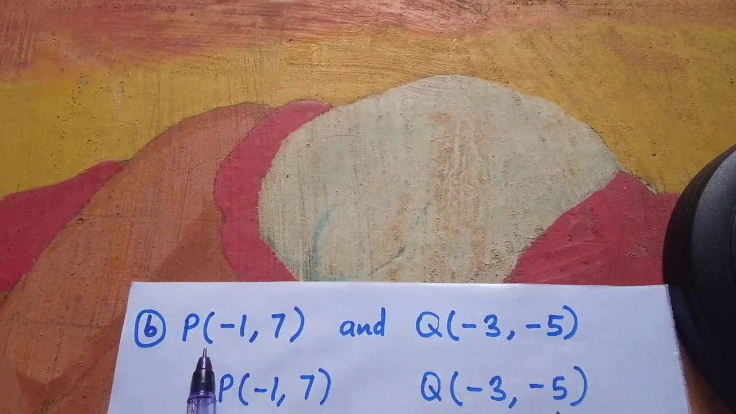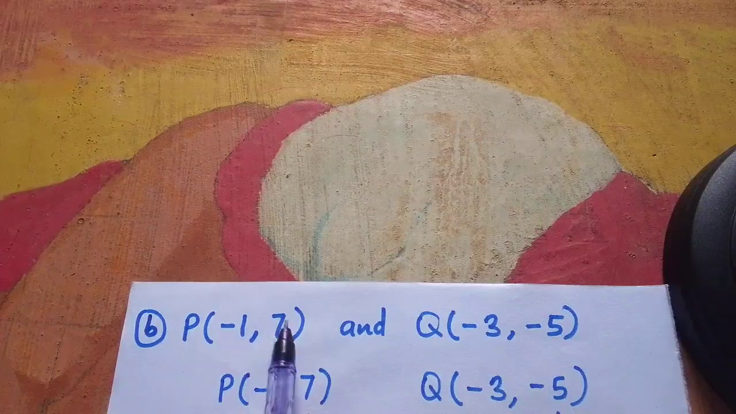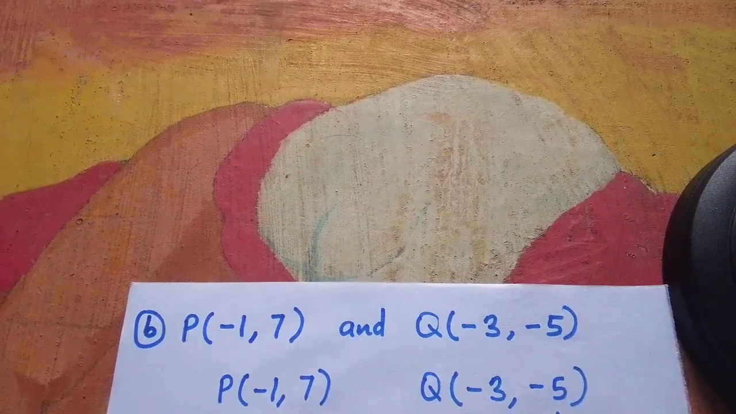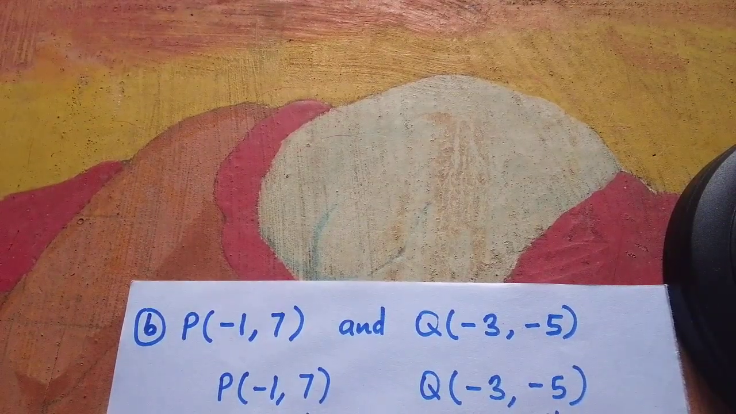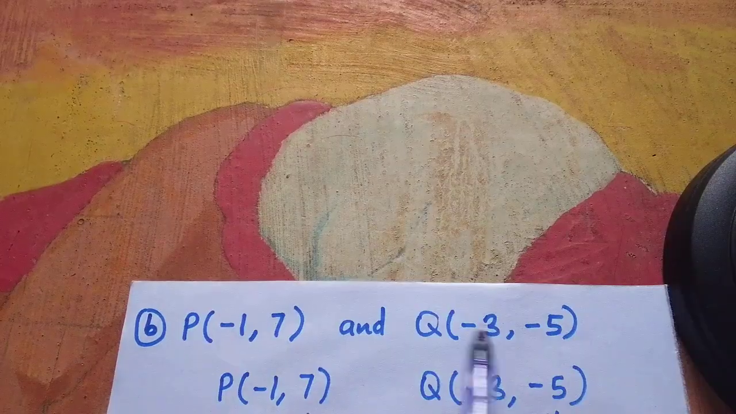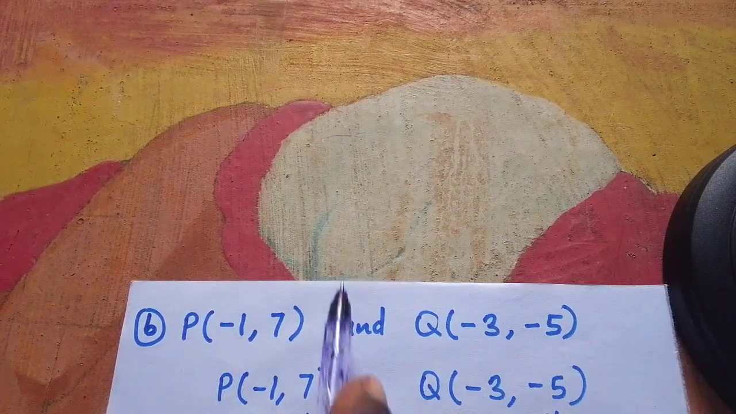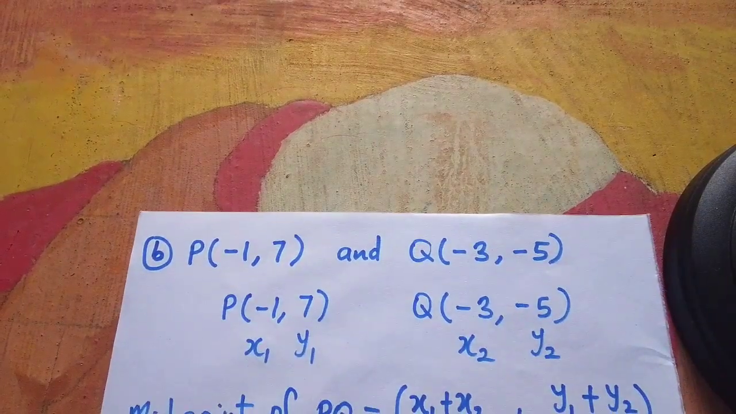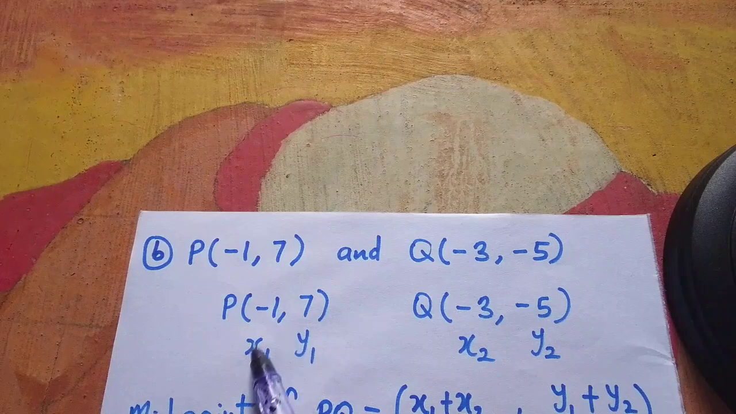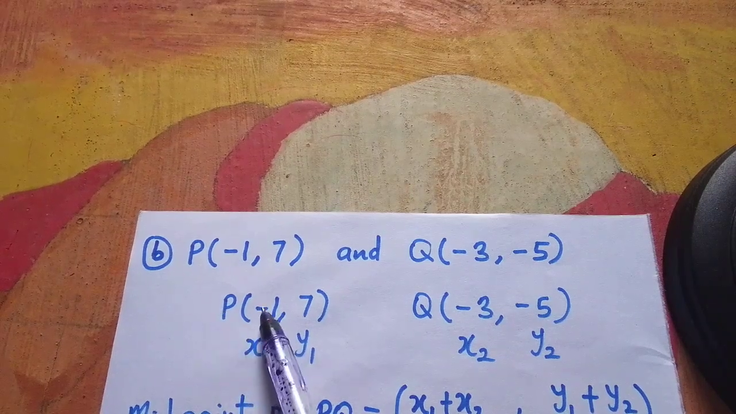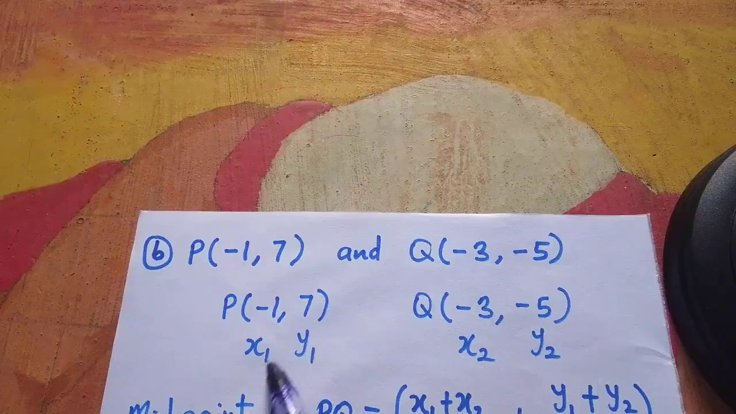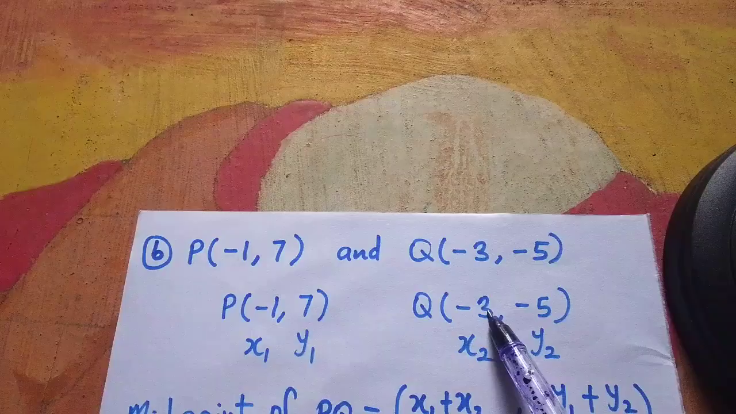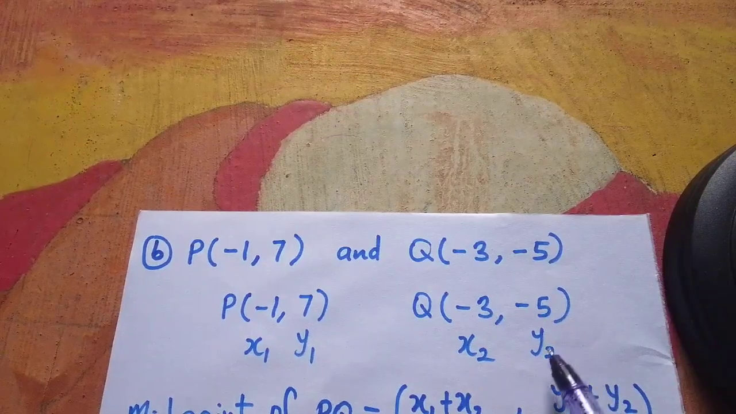Now if the coordinate of P is what? -1 and 7, and that of Q is -3 and -5. So we are told to look for the midpoint of these two coordinates. So we want to know the coordinate that is halfway of these 2 points. Your x1 is what? The coordinate of P, this -1 will be your x1 and this 7 will be your y1. Then the coordinate of Q, you have what? -3 will be your x2 and -5 will be your y2.